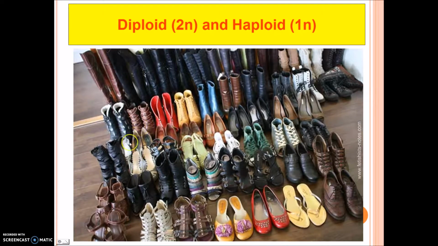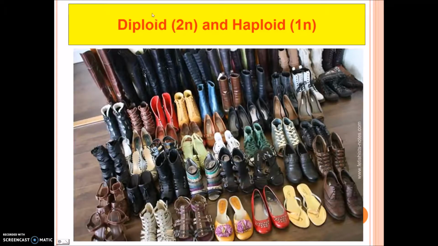So in this case, if your father only gives you the right shoe, you only have one shoe, because you only have the right leg. But if your mother also gives you the left shoe, now you have two shoes. That means a pair of shoes.